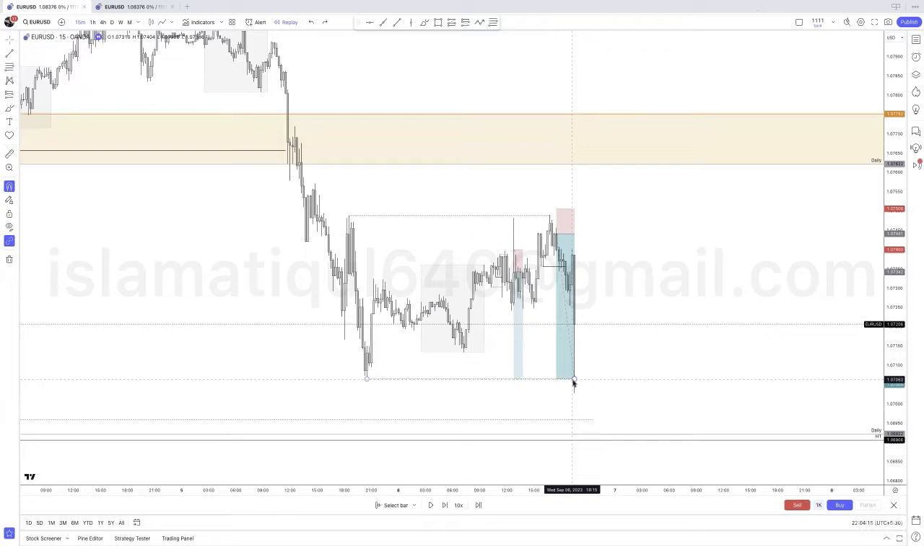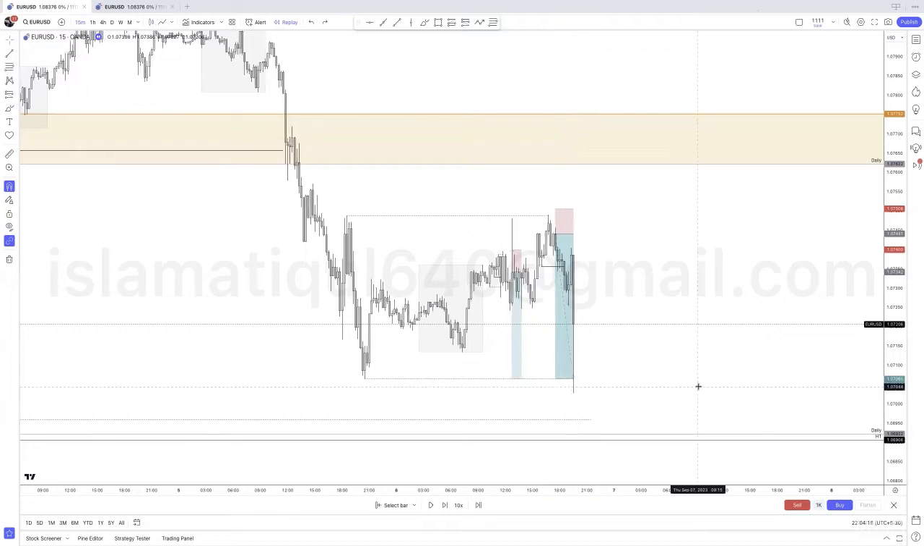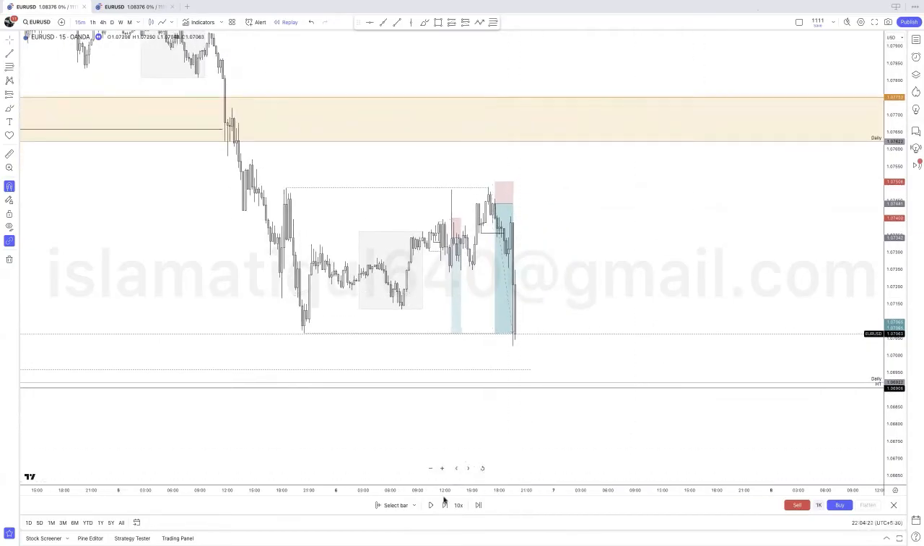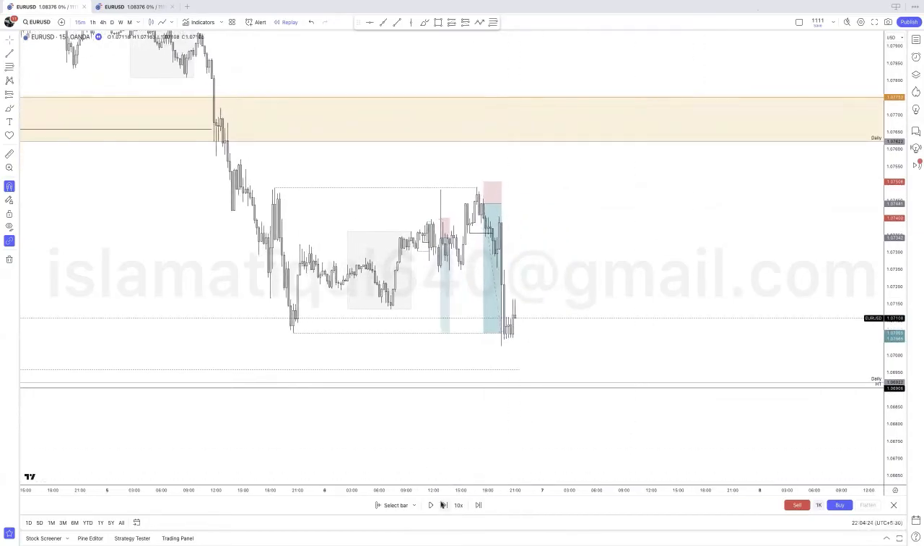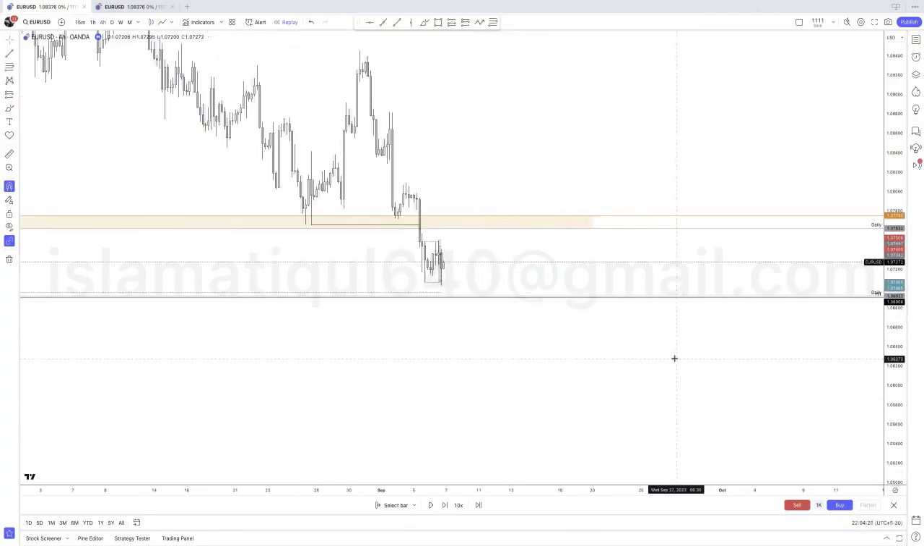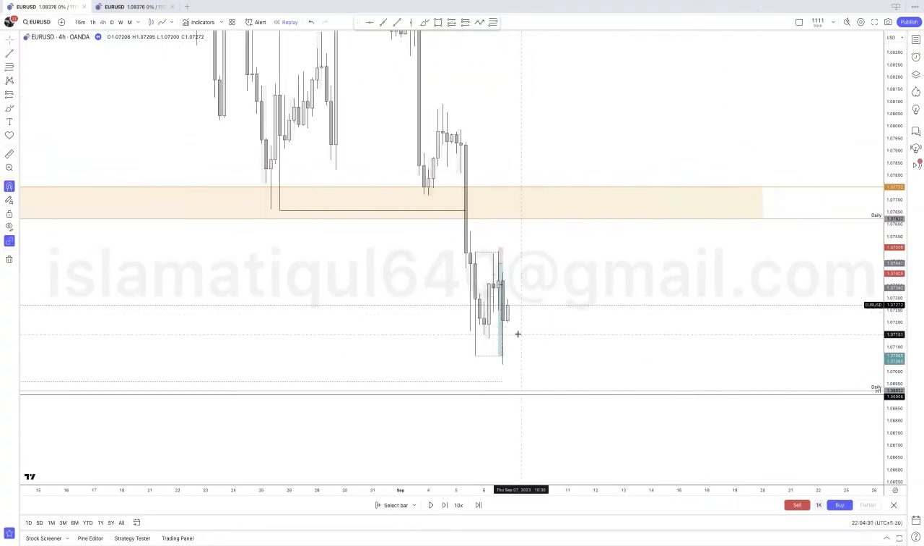Okay, so it's more than enough, right? This was a good setup. So let's see. They're trying to come down, messing around. Okay, so that's enough. That setup was more than enough for the day. That's all we need. That's the thing.